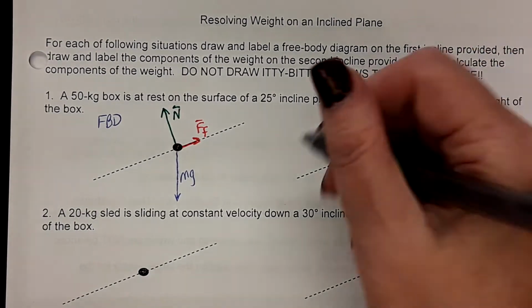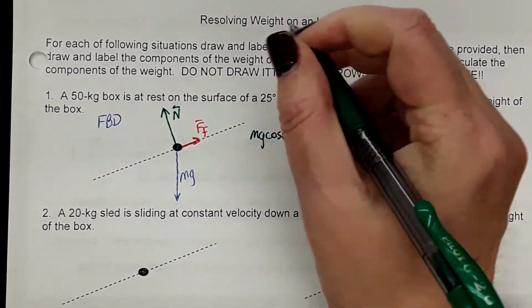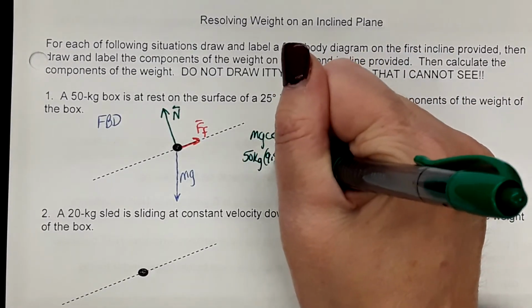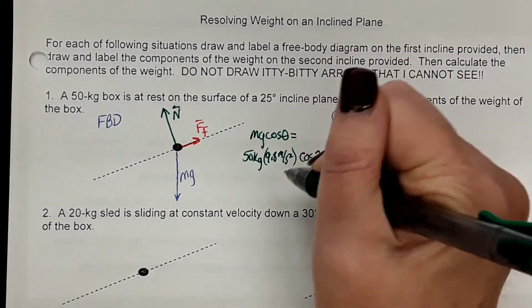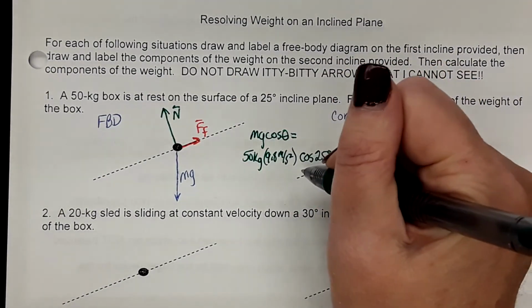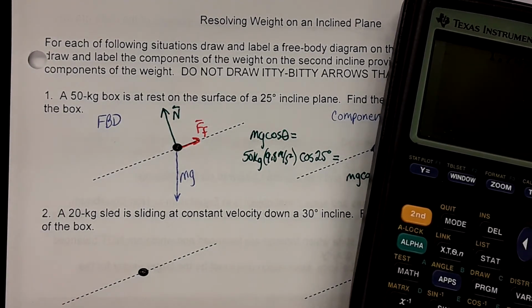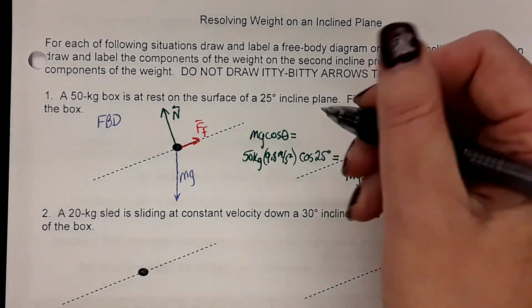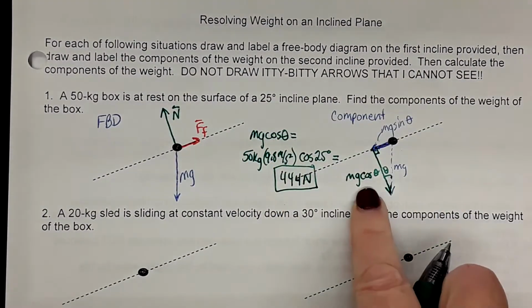So over here on the side, we could do mg cosine theta. This would be 50 kilograms times 9.8 meters per second squared times the cosine of 25 degrees, and you're going to get a value of, well, let's stick it in and see. I'm going to say 50 times 9.8 cosine 25, and we get 444. So we get 444 newtons for this component.